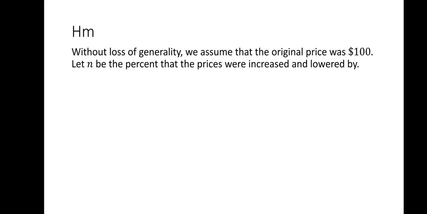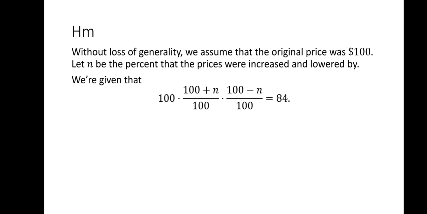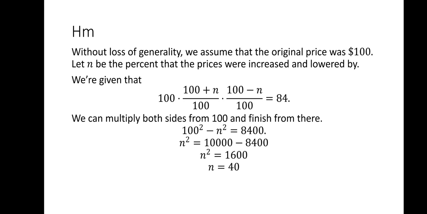Now, we're not given a price, so we can just plug in any number and it'll still work. So let's just assume it's 100 to make the math easier. We'll let N be the percent that the prices were increased and then lowered by. Turning the percents into fractions, we're given that 100 times (100 plus N over 100) times (100 minus N over 100) equals 84. Now let's get rid of the denominators by multiplying both sides by 100.